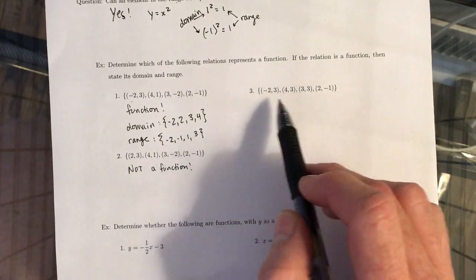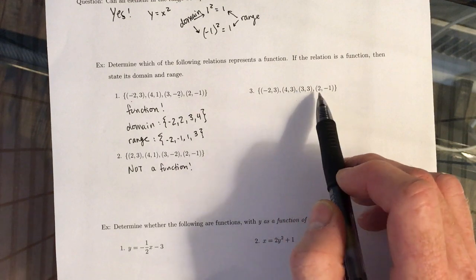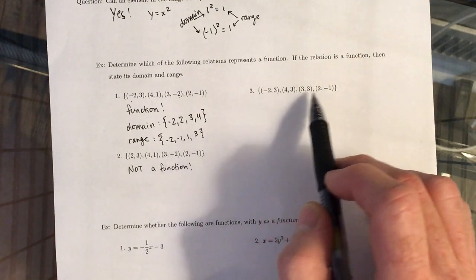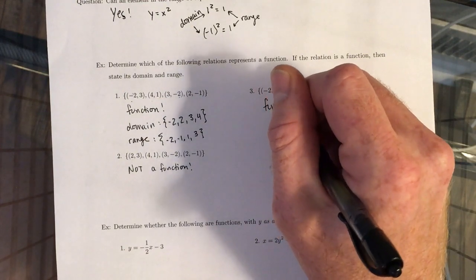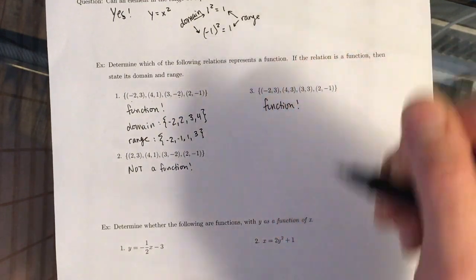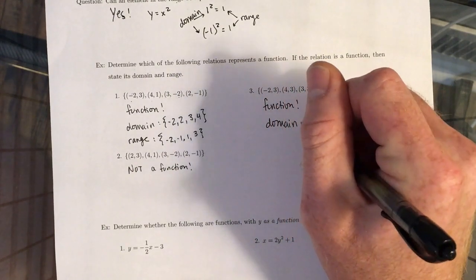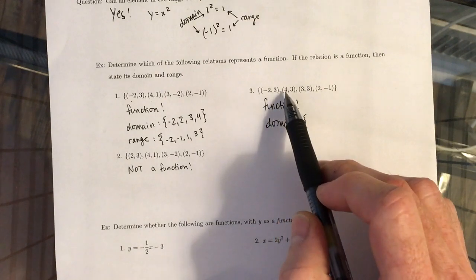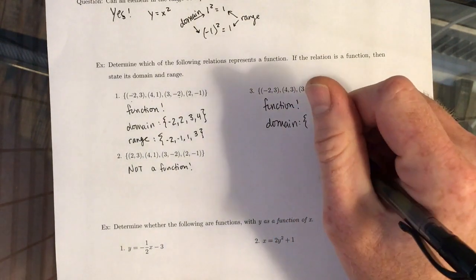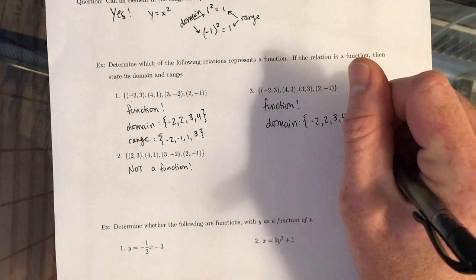Moving over to this third one, we have -2, 4, 3, 2 as the first coordinates, no repeats, so we are good. That means we are working with a function here. The domain, again, we have -2, 4, 3, 2. Going in order, we have -2, 2, 3, 4.